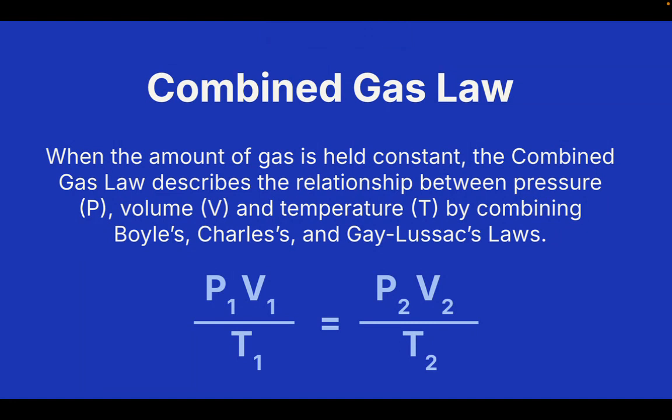So, the combined gas law reads P1V1 over T1 equals P2V2 over T2. P1 is the initial pressure, V1 is the initial volume, T1 is the initial temperature, P2 is the final pressure, V2 is the final volume, and T2 is the final temperature.